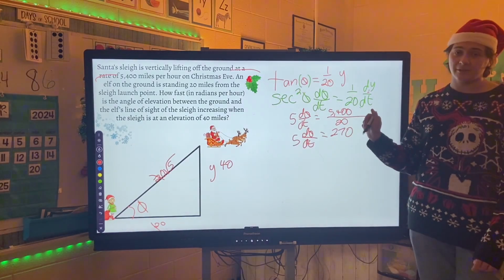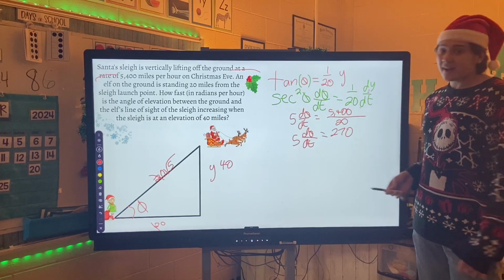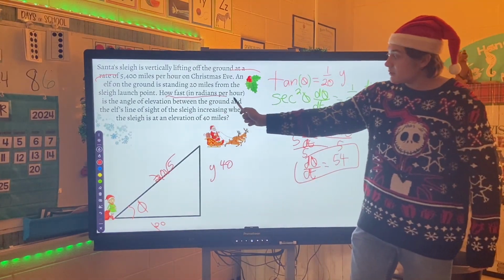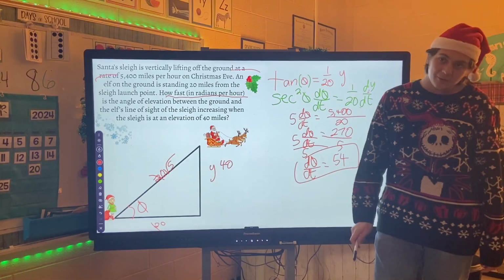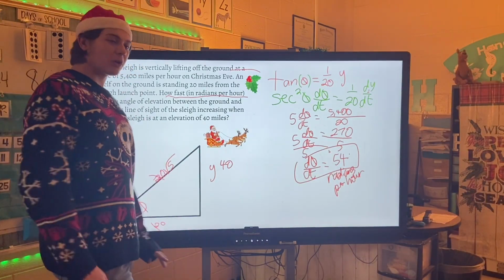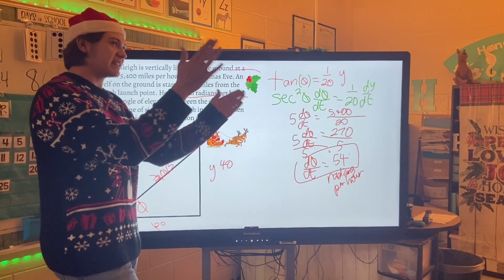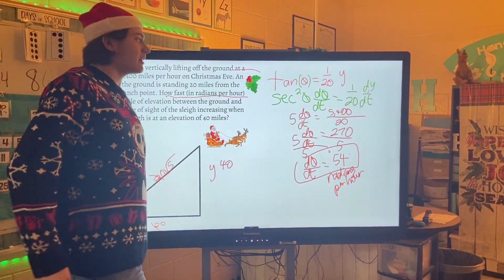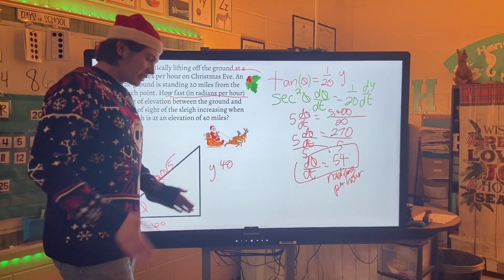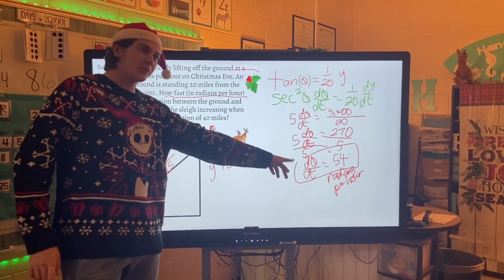So in order to isolate our variable, we're just gonna divide by 5 on both sides. 54. We're not actually done yet. Our unit is radians per hour. 54 radians per hour. All right, imagine that you are this little elf down here sitting there watching Santa's sleigh go straight up into the air. Keep eye contact with Santa. So the angle at which you actually have to look up at him is changing 54 radians per hour.